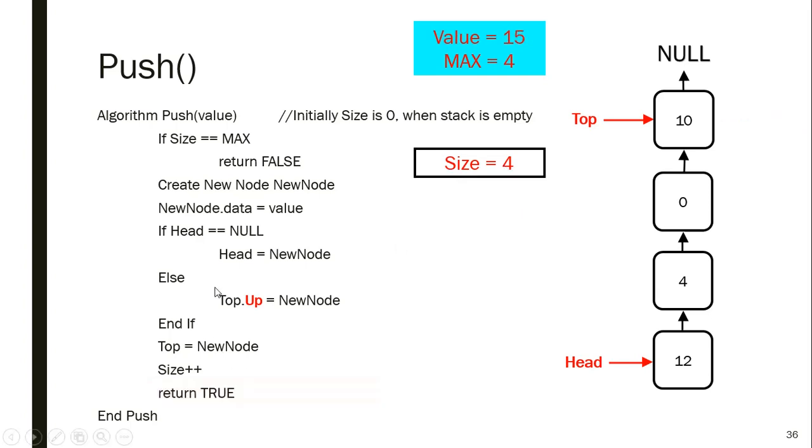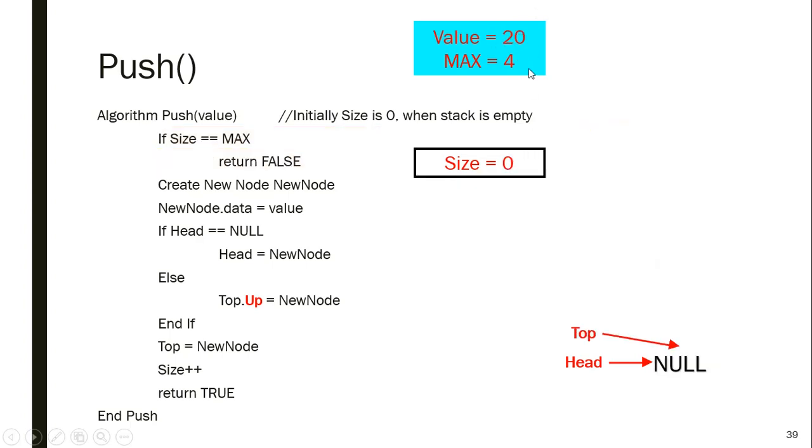Now let's have another value. Size is equal to 4, and you have been asked to add value 15. So size is already 4, so size equal to max, it will return false, it will do nothing. And we haven't yet executed this line. Whenever size is 0, it means head is equal to null. You can also write it as if size is 0, so it is no problem.